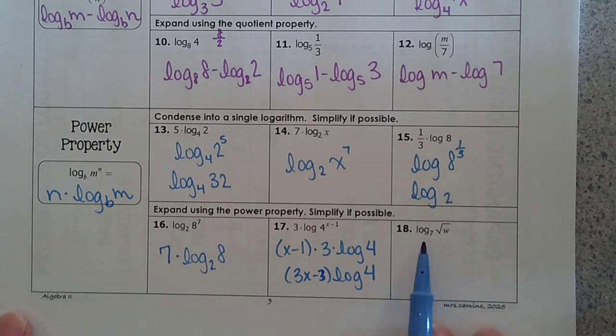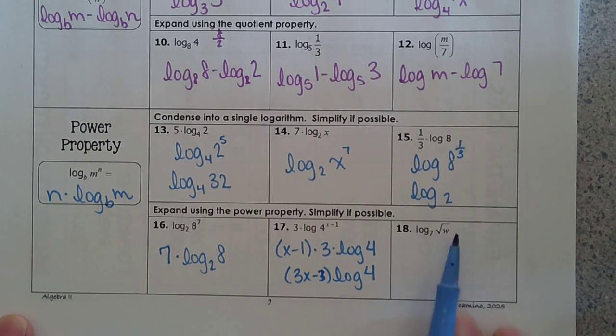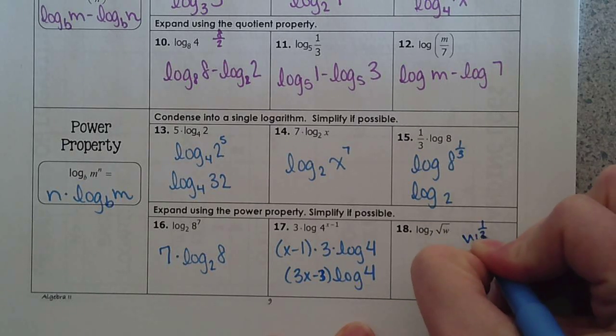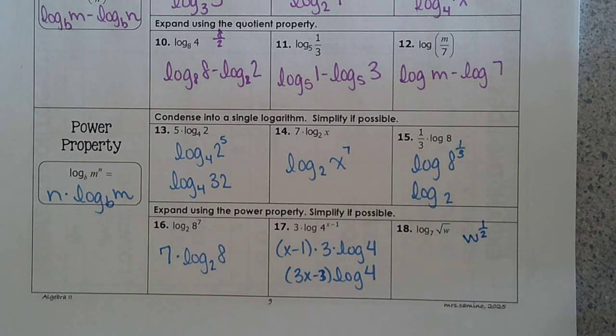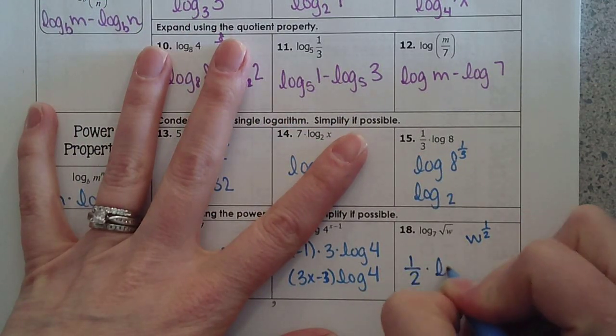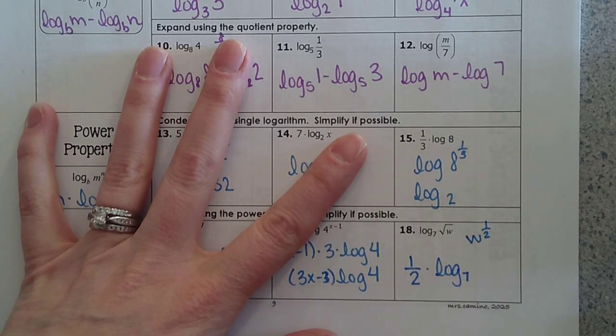And last one, log base 7 of the square root of w. Notice this doesn't have an exponent. In order to do my rule, I need an exponent. So I'm going to rewrite this as w to the 1/2. Remember, that's a square root. And now I'm going to move that 1/2 out in front. 1/2 log base 7 of w.